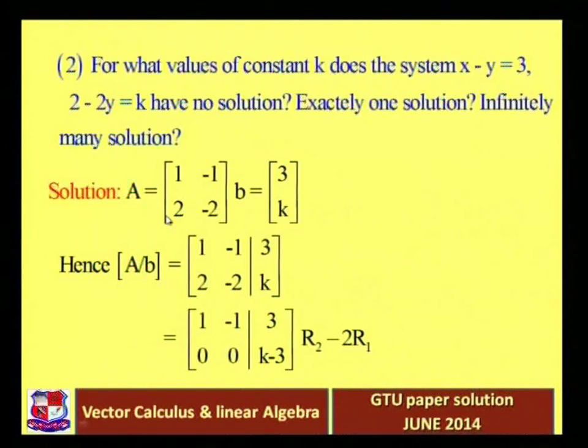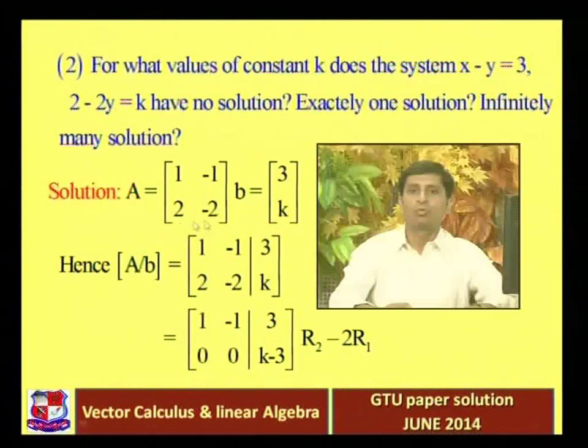A is equal to [1 −1; 2 −2], and b is equal to [3; k], right? This A is a matrix, the standard matrix. For these two equations, you can see the first row is the coefficient of x and y from the first equation, and the second row of this matrix is the coefficient of x and y from the second equation, right? So this is 2x − 2y, that is equal to k. And this b is the constant on the right side of both equations, 3 and k.